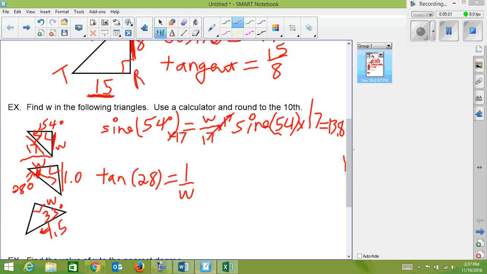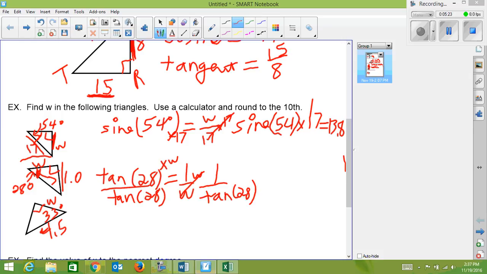And so again, I want to solve for W, which means I need to get W out of the bottom. So I'm going to multiply both sides times W, and then I need to get this out of there to get W by itself. So I'm going to actually then divide 1 by the tangent of 28 degrees.